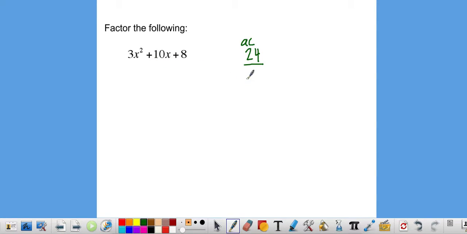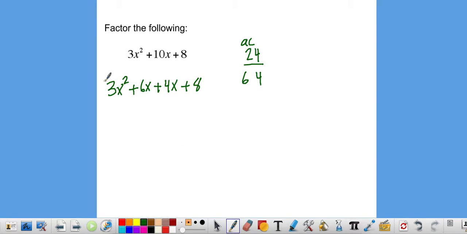Well, it's not 8 and 3. It's not 2 and 12. It's going to be 6 and 4. 6 plus 4 is 10. 6 times 4 is 24. So now we break down 10x as 6x and 4x. 3x squared plus 6x plus 4x plus 8.